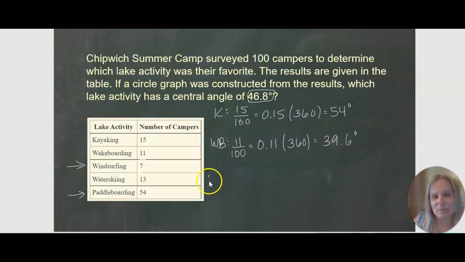We can check it though, just to make sure and for the extra practice. 13 over 100 is 13 hundredths. When we multiply that by 360, we get the number we were looking for, 46.8. So water skiing will result in a central angle of 46.8.